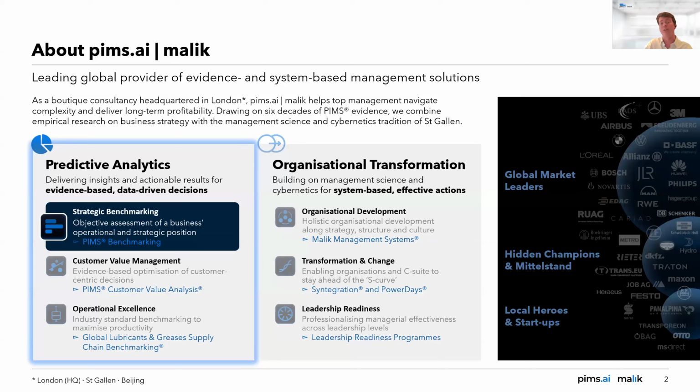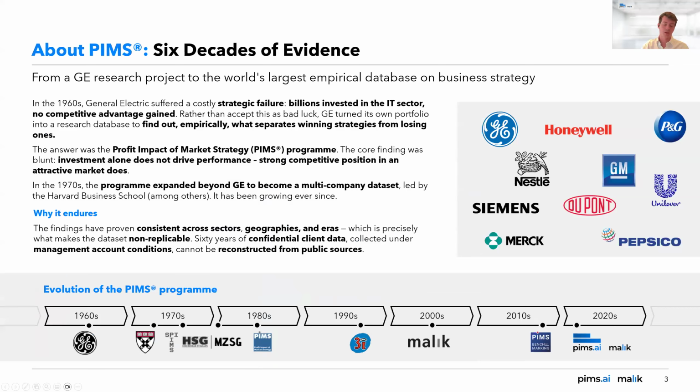best known for the lubricants and greases supply chain program, which covers 50% of global lubricants and greases production. And we compare manufacturing plants worldwide to cut operating costs without losing performance. But since PIMS and strategic benchmarking is the anchor of everything I'll show you tonight, I think it deserves a proper introduction. So I'll spend a little bit of time on this.